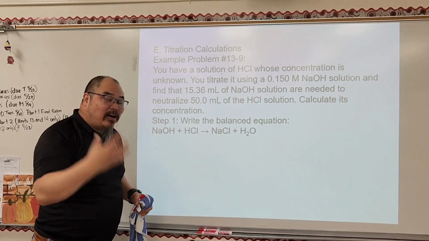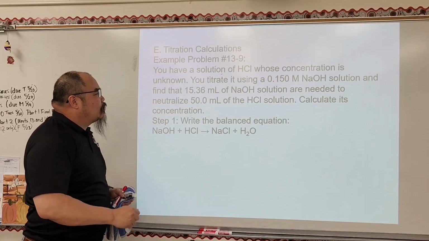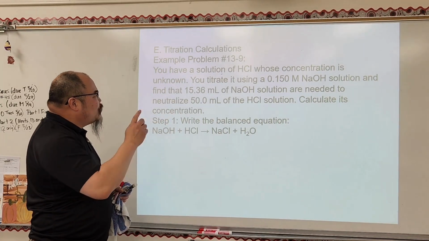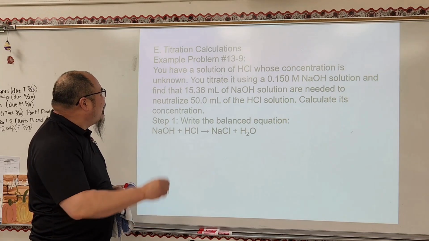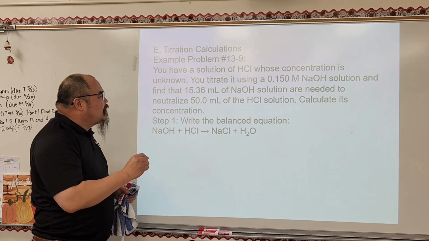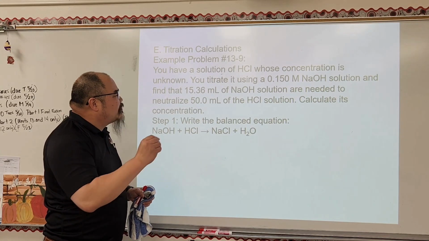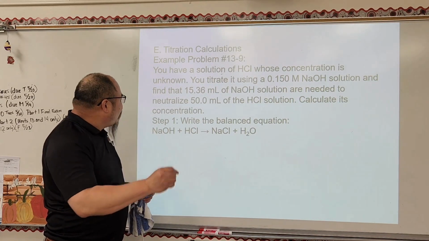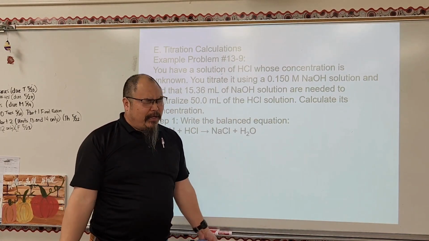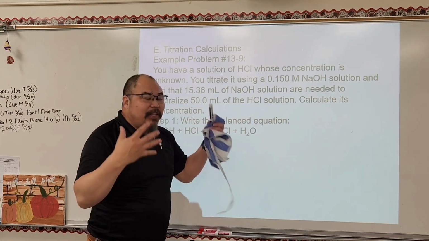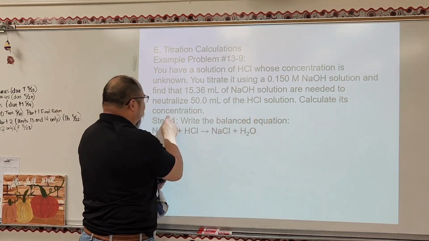So now we're going to do calculations with the titration. Now, in this example, you have a solution of hydrochloric acid whose concentration is unknown. You titrate it using a 0.150 molar sodium hydroxide solution and find that 15.36 milliliters of sodium hydroxide solution are needed to neutralize 50.0 milliliters of the hydrochloric acid solution. Calculate its concentration. That's a mouthful. Again, it's overwhelming when you read it. So make sure that you can break it down and figure out what you are looking for. Here it says calculate the concentration.